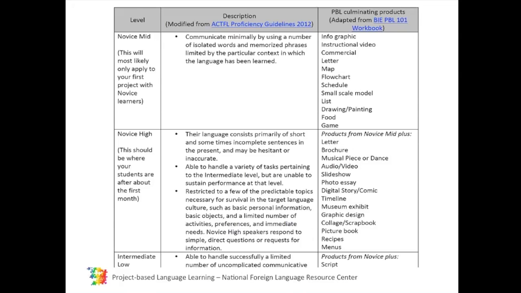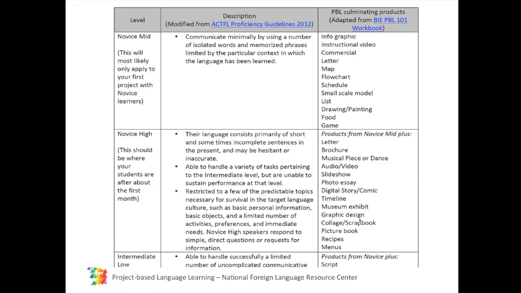As you move into novice high, some of the same products may apply, but maybe they'll begin to create something like a timeline or a digital story, something more involved that has more language, like a recipe or a menu. And then at intermediate low, we might even be moving on to something like a script.